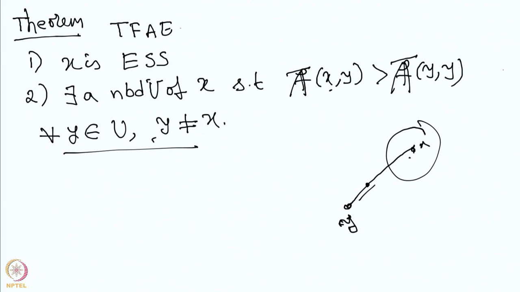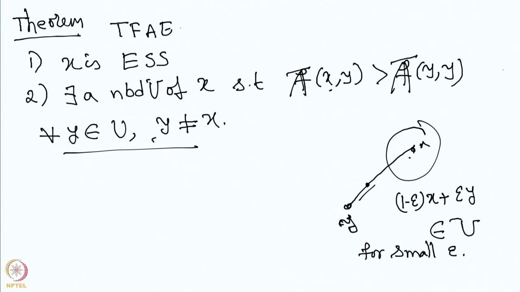1 minus epsilon x plus epsilon y will belong to U for small epsilon. Because when epsilon is small, this is going to be x, with y contributing almost 0, that means it should come here. So the continuity argument says that when epsilon is sufficiently small, this must be in U. So use that fact in the previous theorem and from there you can conclude this. This I will leave as an exercise and we will go on to prove the next part.